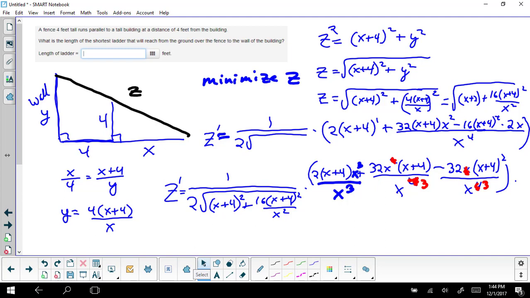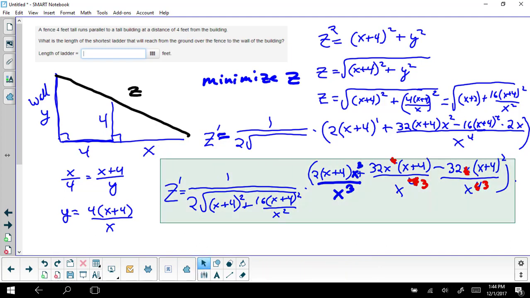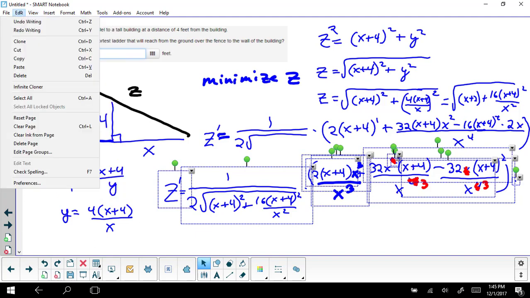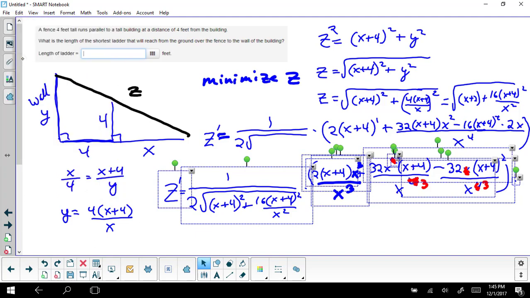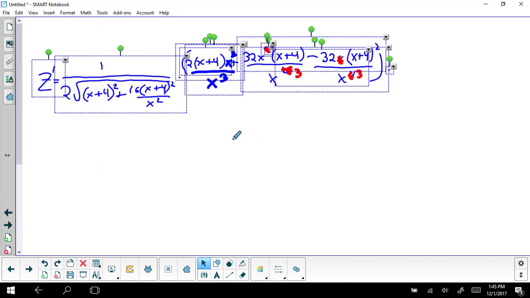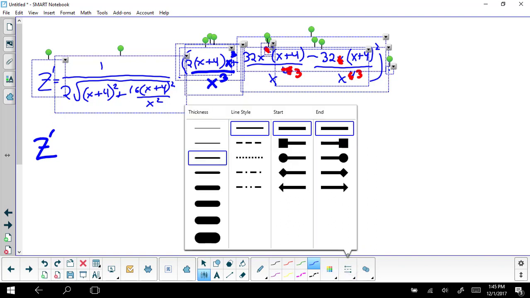Let me see if I can copy this stuff here and bring it to my next page. Let's copy, bring it over here, and paste this in so I can change this around. So z prime, let me get back the pen. Oh, hey, look, it's still too thick.